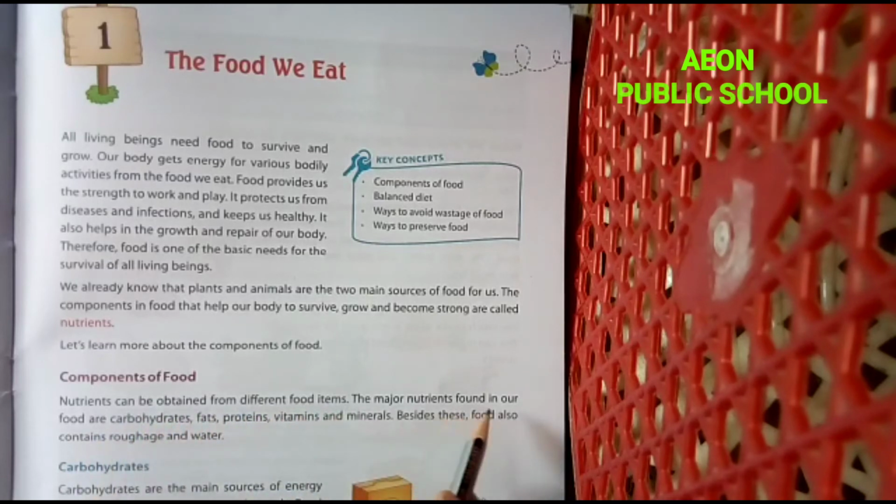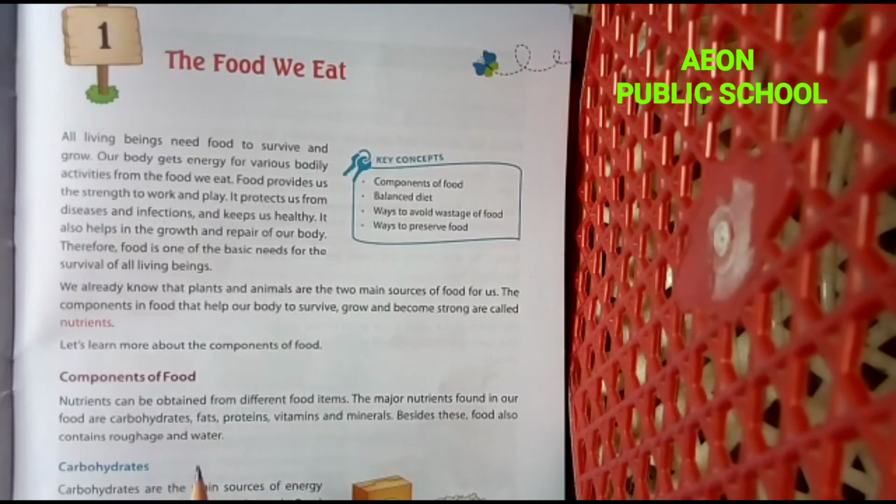The major nutrients found in our food are carbohydrates, fats, proteins, vitamins and minerals. So these are the nutrients we get. Besides this, food also contains roughage and water.